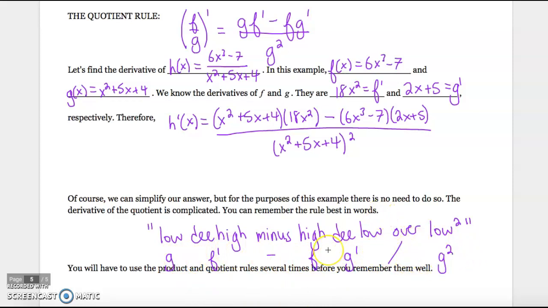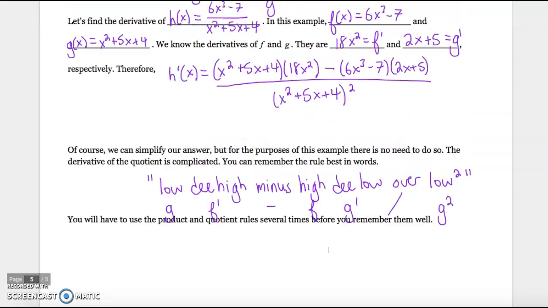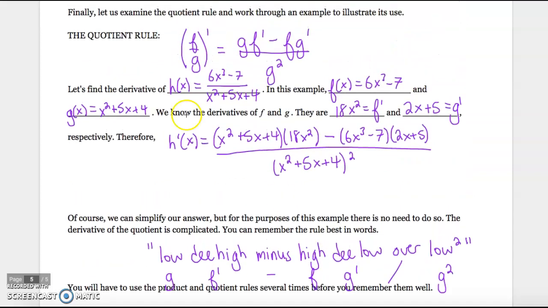You are going to have to use the product and quotient rules several times before you remember them well. You can't expect to just pick it up in a day. You have to practice, but you guys know this. You're in calculus, so let me know if you have any questions.